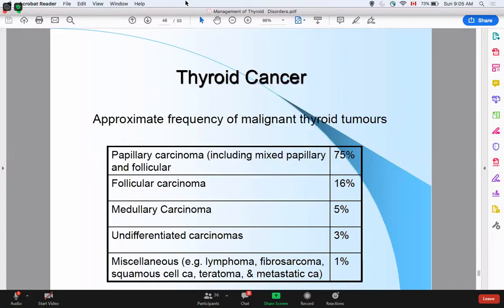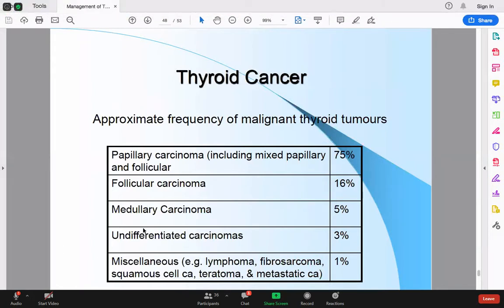Okay, so thyroid cancer is one of the rare cancers that can be managed by an endocrinologist. Sometimes you don't need an oncologist to treat thyroid cancer. The most common type is papillary carcinoma. Up to 75% of thyroid cancers end up being papillary carcinoma. 75, it's a good percentage. Others, follicular and medullary, are the others.